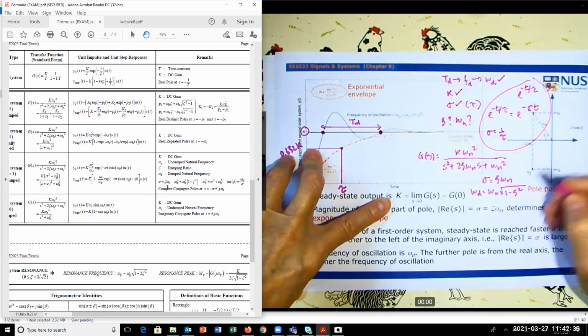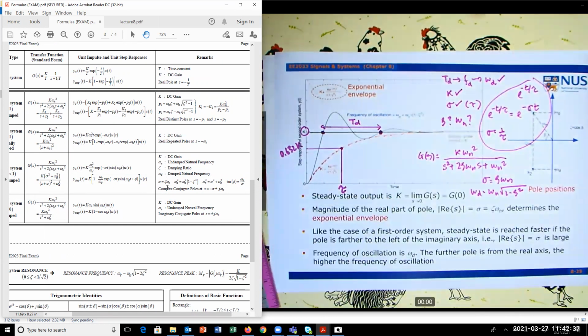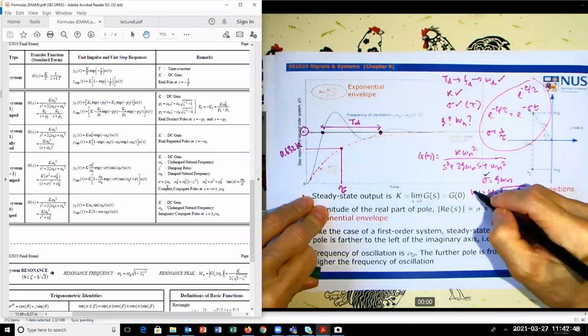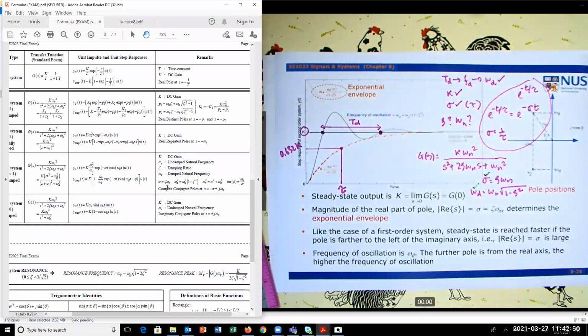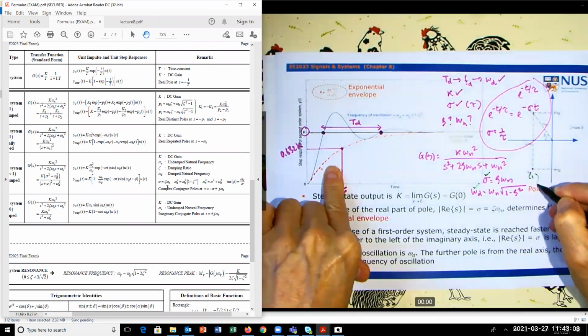Okay, these are the two formulas. Zeta is known, so let me mark it here. Zeta is known, omega d is known. Two formulas. Can you solve for zeta and omega n now? Yes, because you have two equations. Based on these two equations, this is equation 1, this is equation 2.